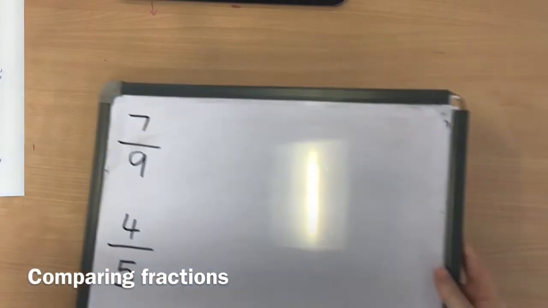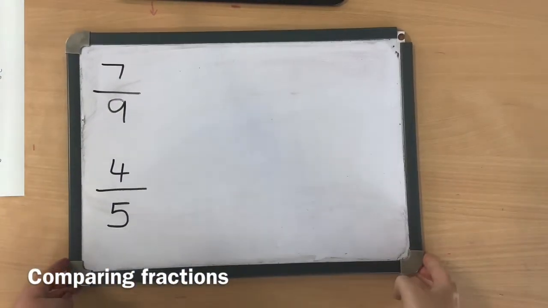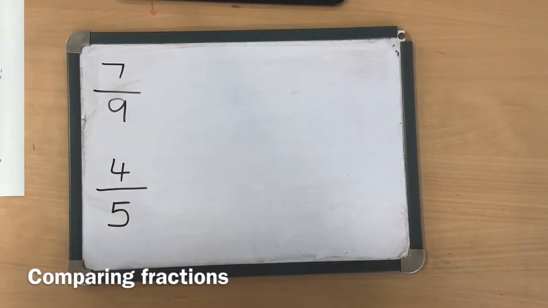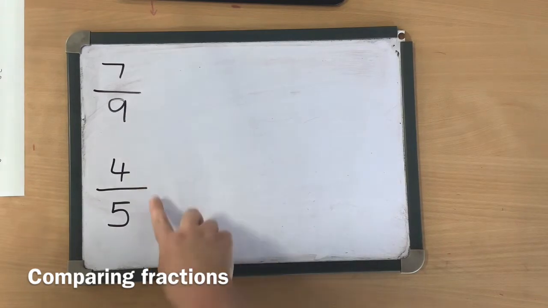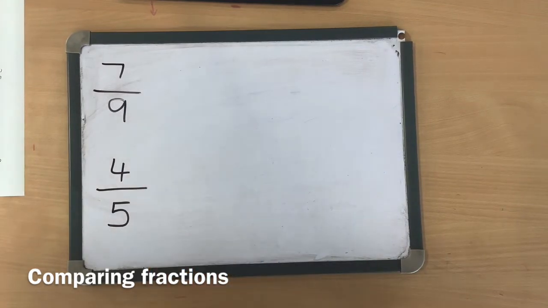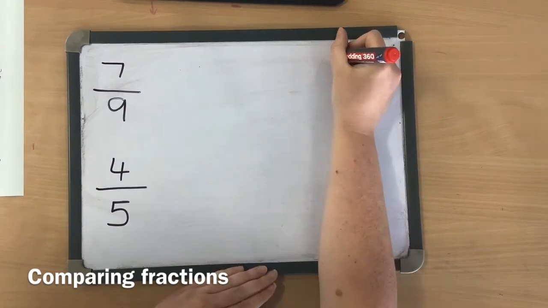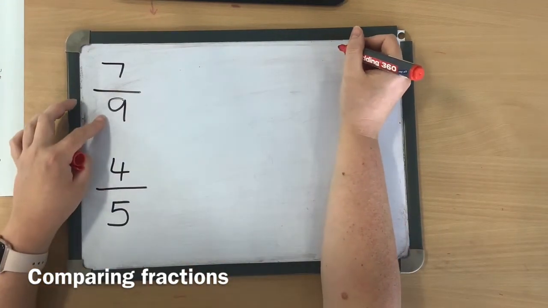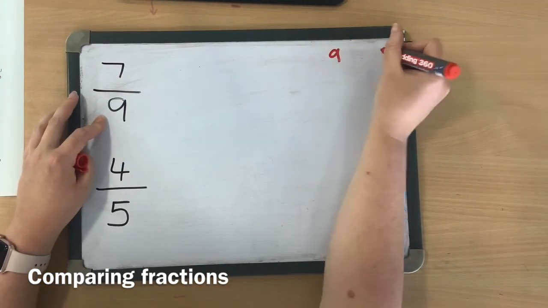Right, let's now practice. So pause the video. Work out the equivalent fractions for 7/9 and 4/5, and then compare them. Which is bigger, which is smaller? Hopefully the first thing that you did was look for the common multiple of the denominators. So I need my times tables again. My denominators are 9 and 5.